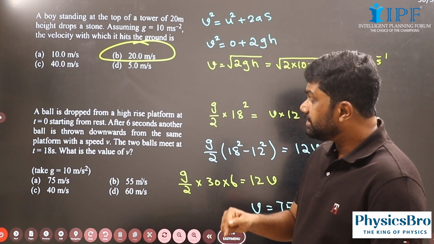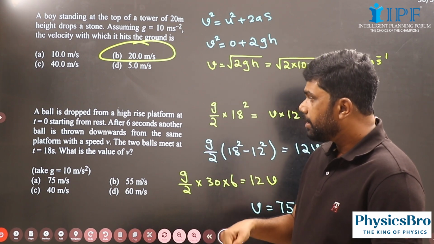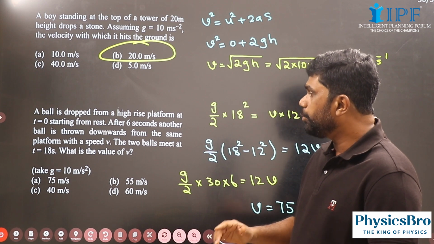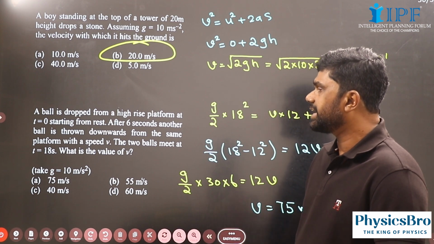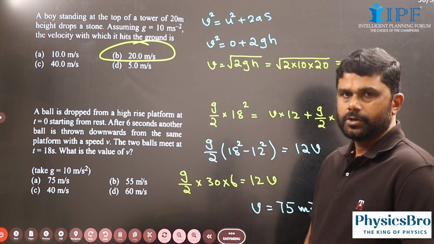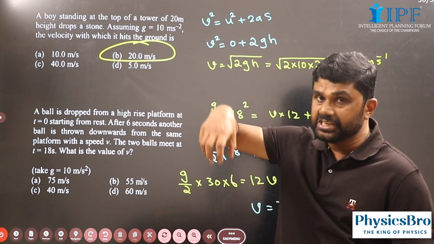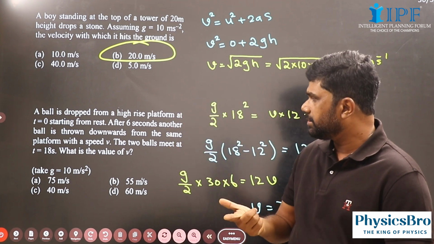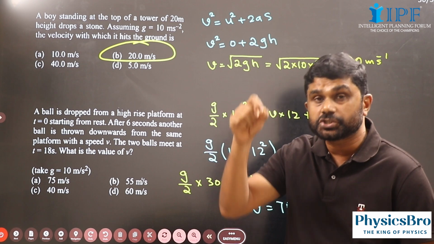Okay. Next, a ball is dropped from a high-rise platform at t equal to 0 starting from rest. After 6 seconds, another ball is thrown down from the same platform with speed v. The two balls meet at t equal to 18 seconds. What is the value of v? Okay, so first ball is released, and after 6 seconds, second ball is thrown.